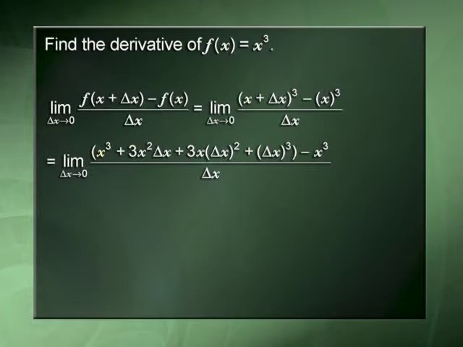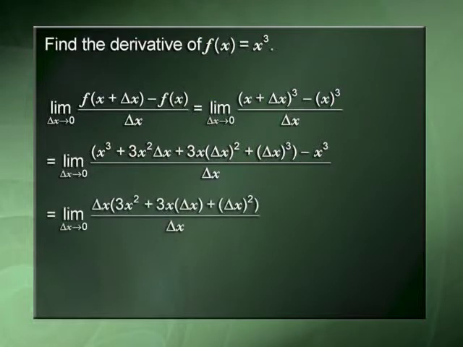Magic happens. The x cubes cancel each other, the one on the far left with the one on the far right. Wow. So I'm left now with a whole lot of terms, all of which have delta x in them. So factor out that delta x. And what are you left with in parentheses after you factor out the delta x?